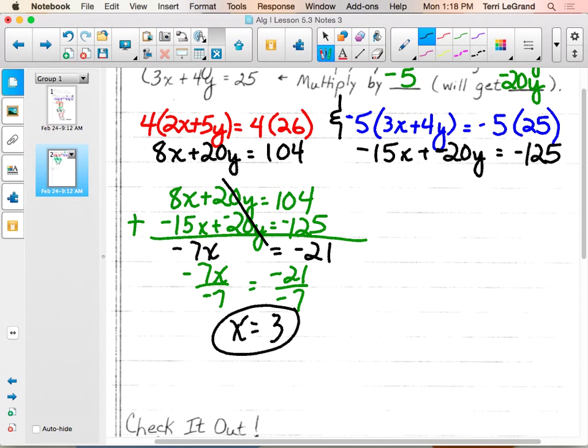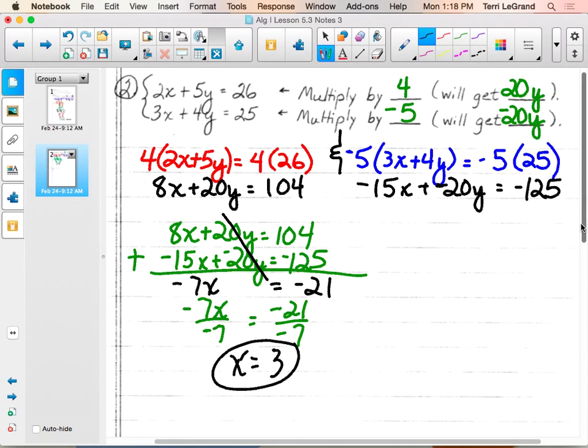Okay, now you pick. Which equation? You pick your own equation. Go and use it to solve for y, and let's see if we all end up with the same result like we should.